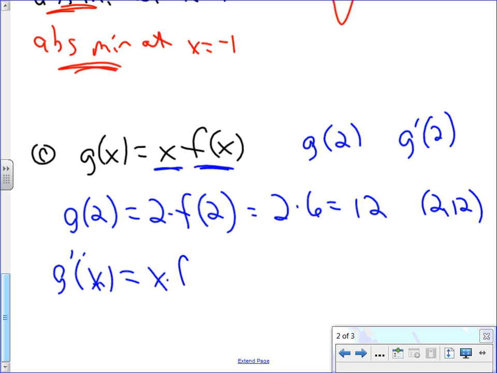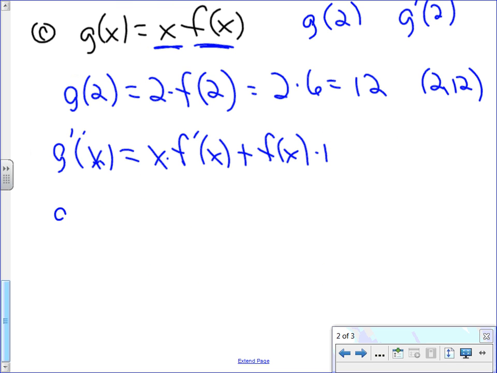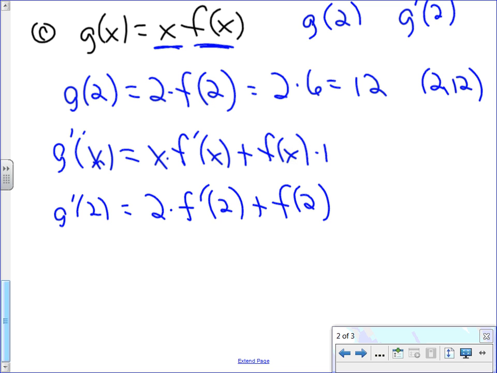First times derivative of the second plus second times derivative of the first. You remember these back at first semester? Okay. And then go back and change that to g prime of 2. F prime of 2. F of 2. How do I get F prime of 2?